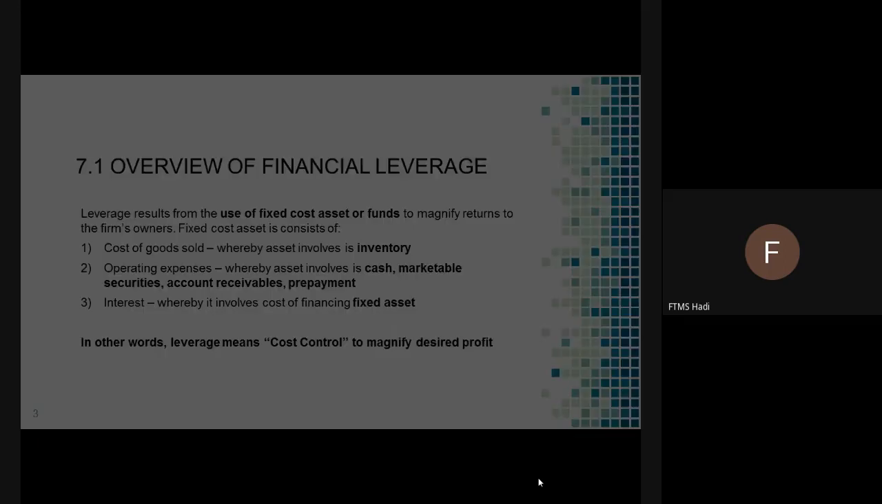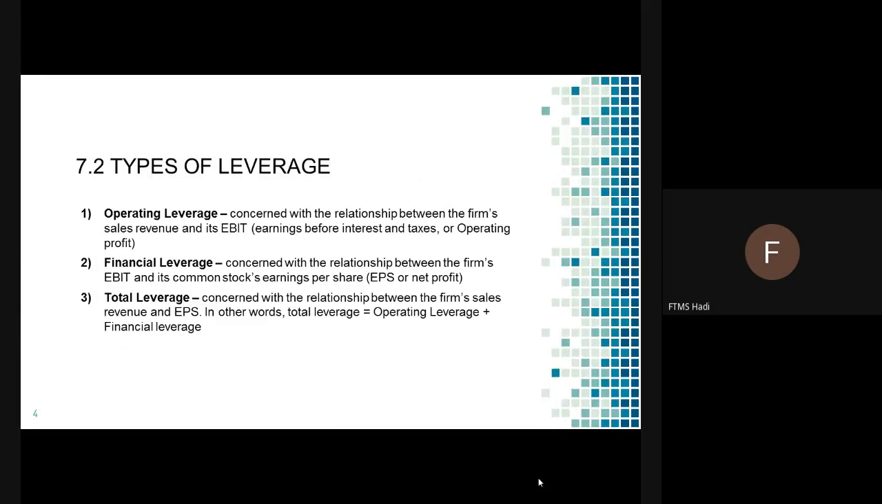Okay, there are three types of leverage. The first one is operating leverage, the second one financial leverage, and the third one total leverage. Have a look at these three types. What are the differences between those three? The first one, operating leverage, is concerned with the relationship between the firm's sales revenue and its EBIT, whereby EBIT is earnings before interest and taxes, or operating profit.